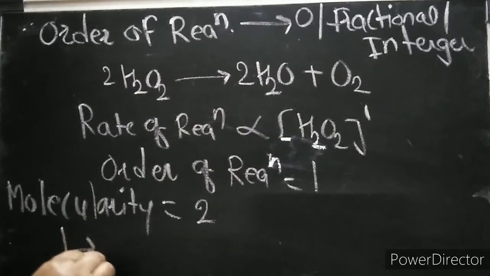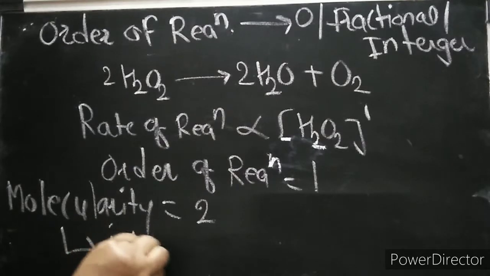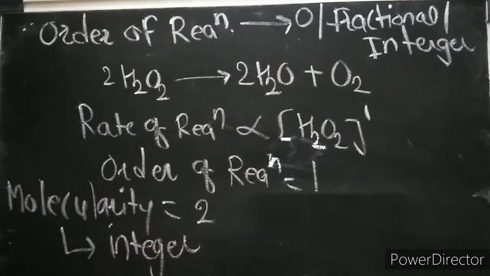But molecularity is always an integer. We can't say 0 molecules are taking part in the reaction, so there is no meaning for such a statement. Molecularity is 1 molecule, 2 molecules, 3 molecules. So molecularity is always an integer. It is never 0 and never a fraction. So this is the third distinguishing point.